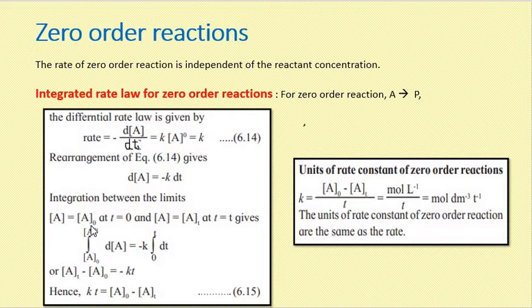If A0 is the initial concentration at time 0 and At is the concentration at time t, and on integrating this equation from limit A0 to At and time 0 to t, I would be getting At minus A0 is equal to minus Kt, or Kt is equal to A0 minus At. I can rearrange. Rate constant would be A0 minus At upon t, and the unit of the rate constant for zero order reaction would be mole dm raised to power minus 3 t raised to power minus 1.